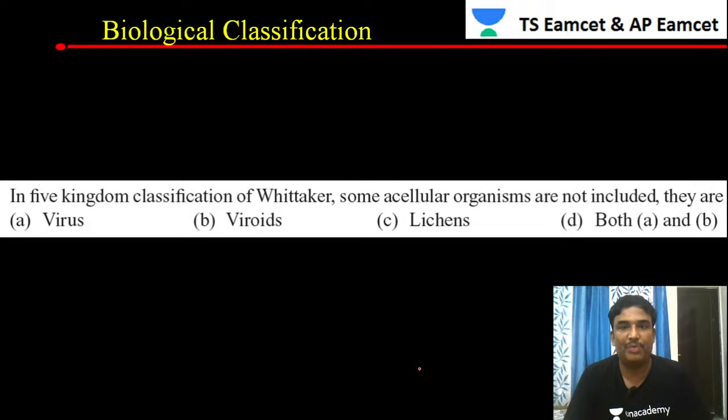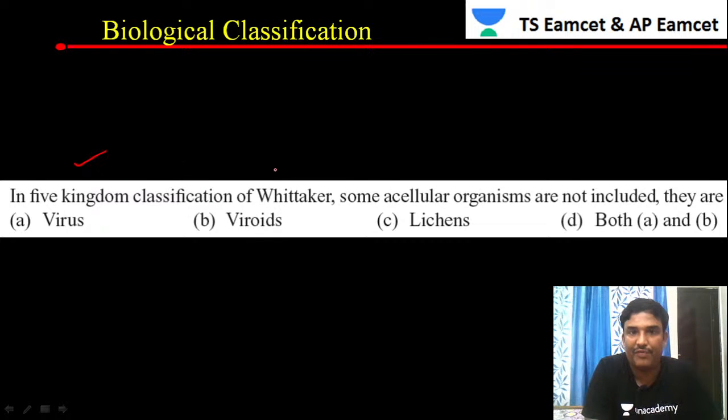Let us go into the multiple choice questions. Today's discussion is on the virus. Let us see the first multiple choice question for the day. In the 5 kingdom classification of Whittaker, Whittaker is the person who gave the 5 kingdom classification. He told that some are acellular organisms.